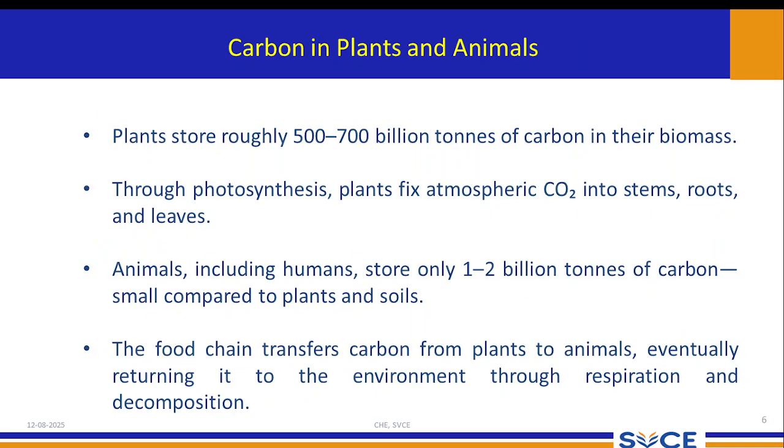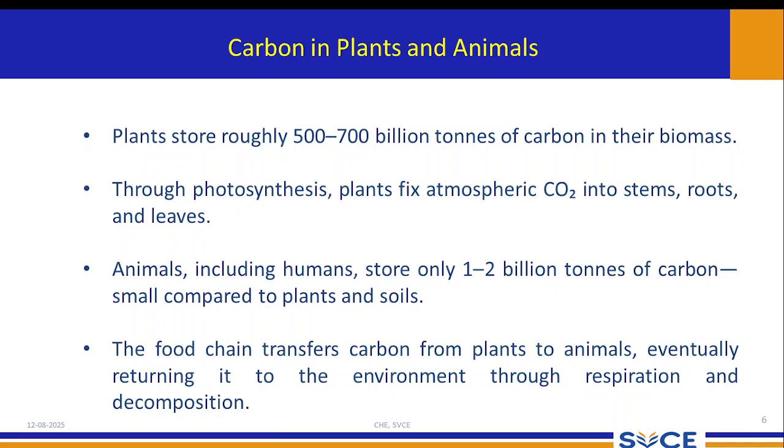Plants store roughly 500 to 700 billion tons of carbon in their biomass. Just imagine how many tons of carbon have been stored by the plants. Through photosynthesis, plants fix atmospheric carbon dioxide into stems, roots, and leaves. That we know already. Photosynthesis takes up the carbon dioxide and releases the oxygen.